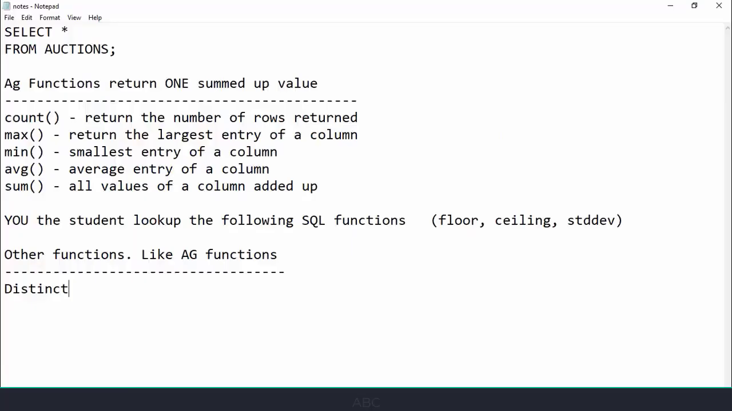All right, so other functions like aggregate functions. Oh, let me show you a couple other ones as well.